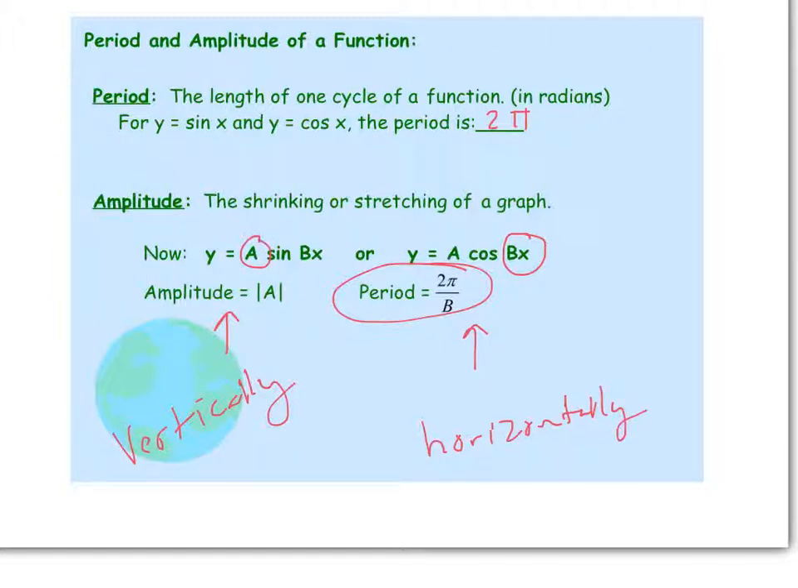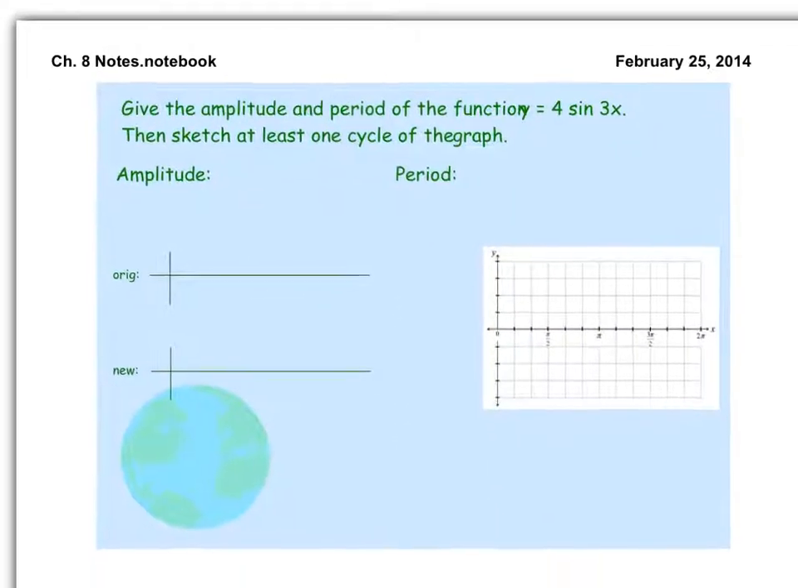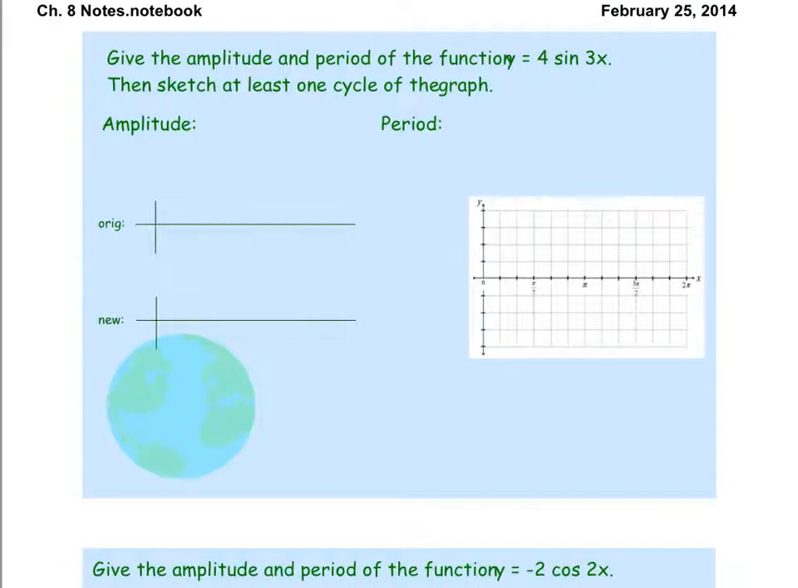Those are the only two that we're going to look at today, and we're not going to look at specific points or produce any really accurate graphs. We just want to talk about in general how these numbers affect the graph. So here we have 4 sine of 3x. Okay, I don't want to look at anything really specific on the graph. I do want to mention that its amplitude is 4.